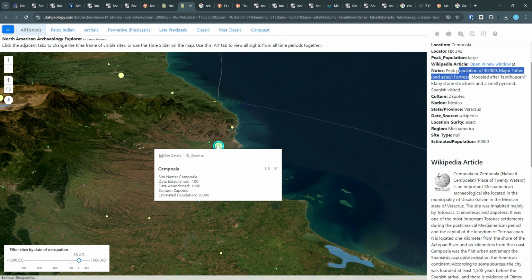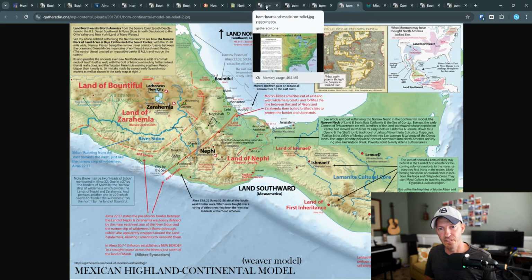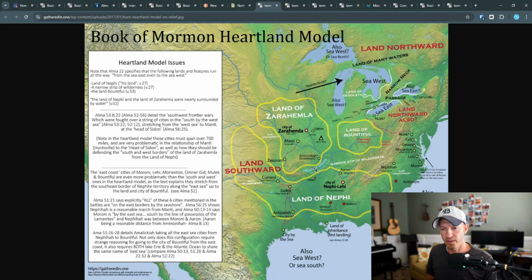Okay, so let's go through other people's models and just see if that fits the Book of Mormon. So where is Moroni's new border in the Heartland Model? Okay, I've never seen a single person talk about it because they haven't really read those parts of the scriptures enough to study it out. Like I said, this is one of the serious weaknesses of the Heartland Model, which I love.